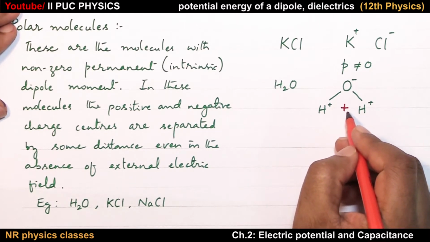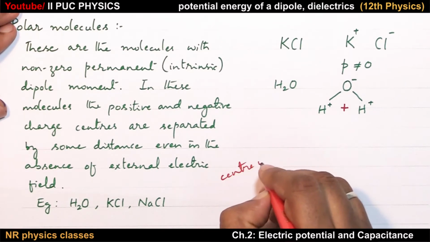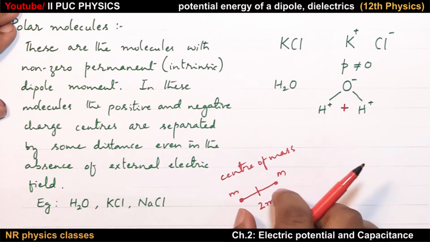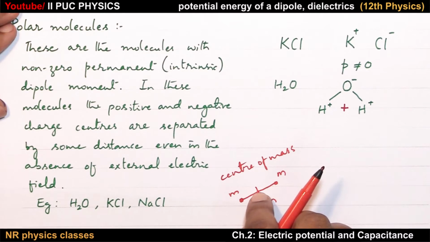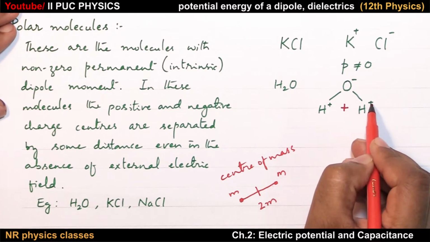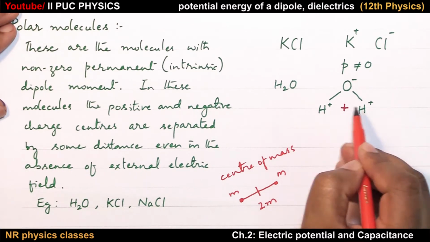This is just like the center of mass that you have studied in first PU. Center of mass means if there are two identical masses M and M separated by some distance, then their center of mass is at the center, with total mass 2M. Center of mass is that point where the entire mass is assumed to be concentrated, isn't it? Similarly, you can call it the center of charge, center of positive charge. Plus and plus, this is 2 plus, of course.